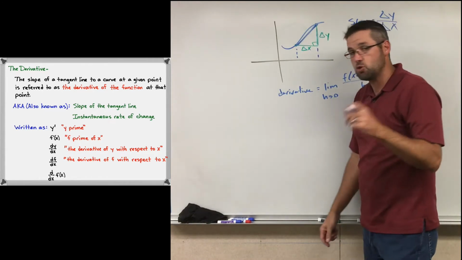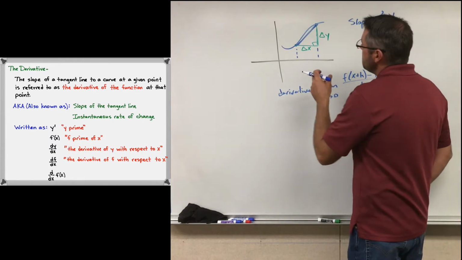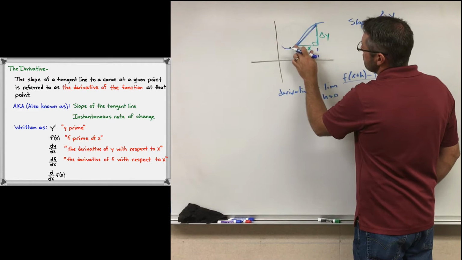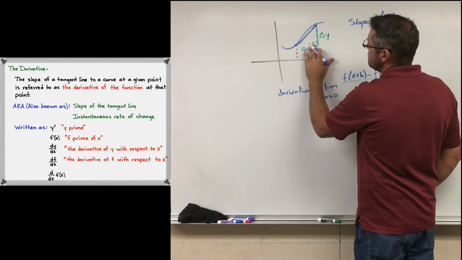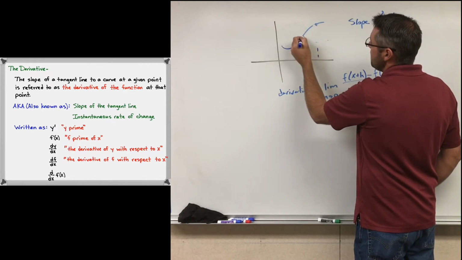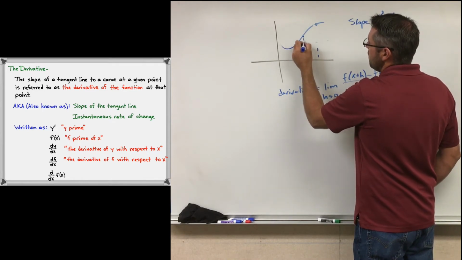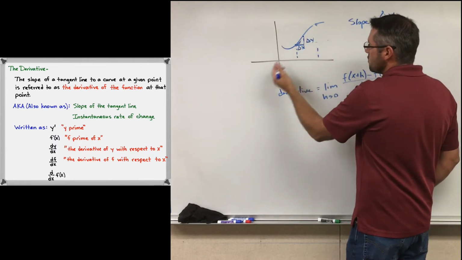But when we're talking about the derivative, we're talking about looking at the slope at a singular point. So what we do is we move this point closer and closer and closer to this point. And so let's say instead of looking at this big change, let's move that point a little bit closer. So let's move it here. Well, we would draw our little triangle here. This would be my change in y over change in x. And I move it closer and closer and closer.